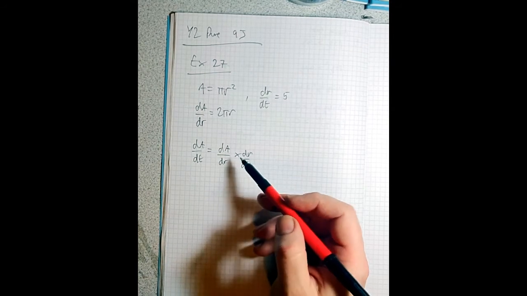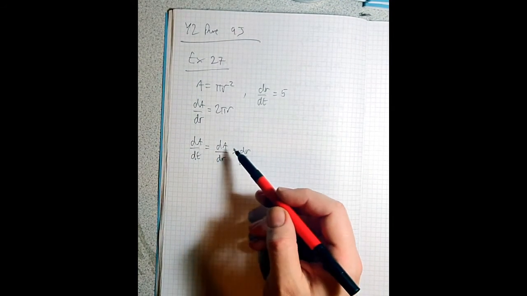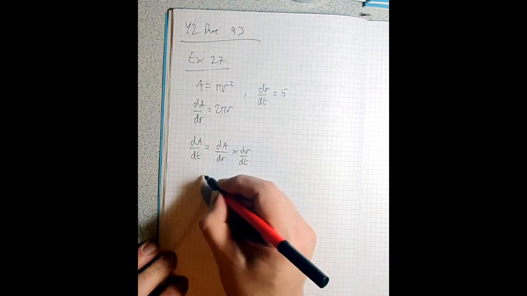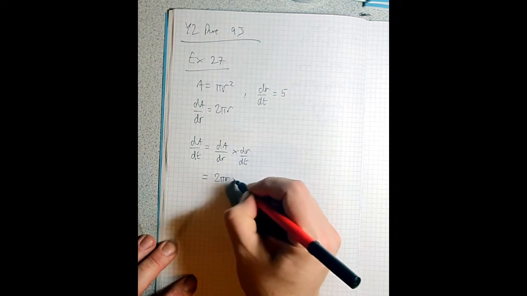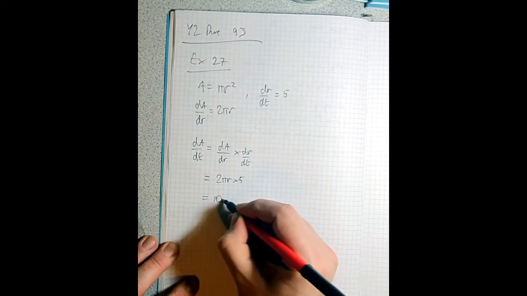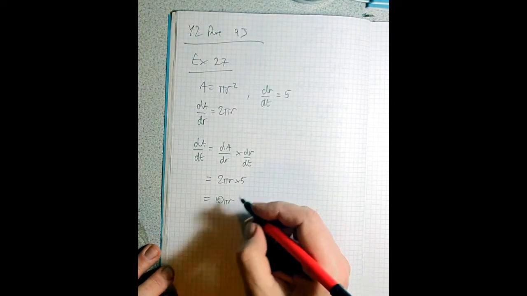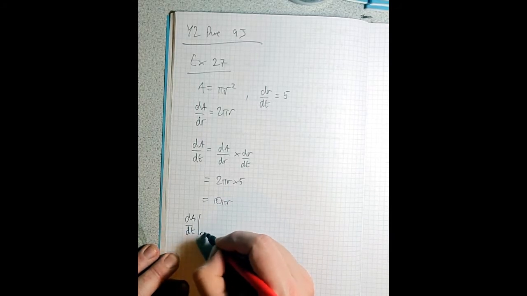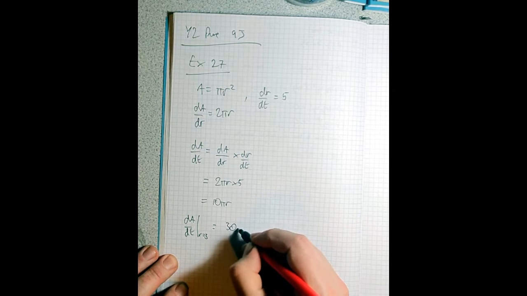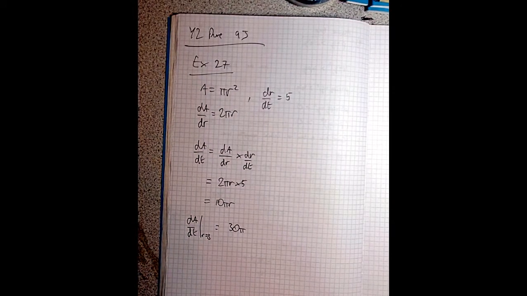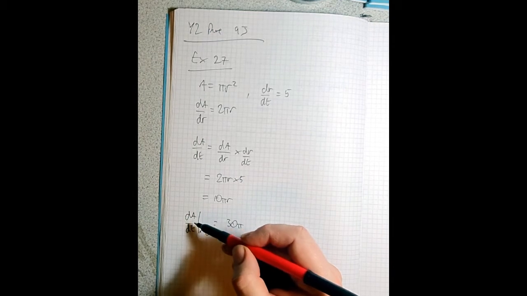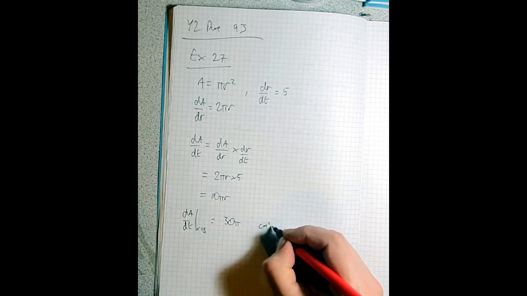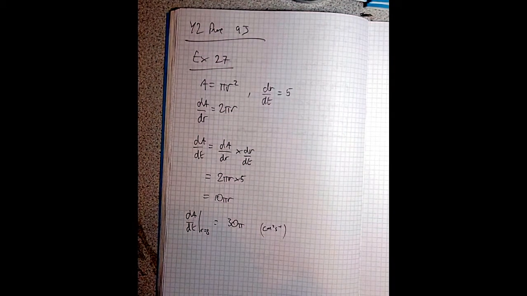So, you can see that because I can multiply these together, these are equivalent. Well, that's easy enough. 2 pi r times 5, which is 10 pi r, and when r is 3, that is 30 pi. So that's easy enough. Now, as it happens, it's area divided by seconds, so it would be centimetres squared per second, but they haven't asked us for the units.